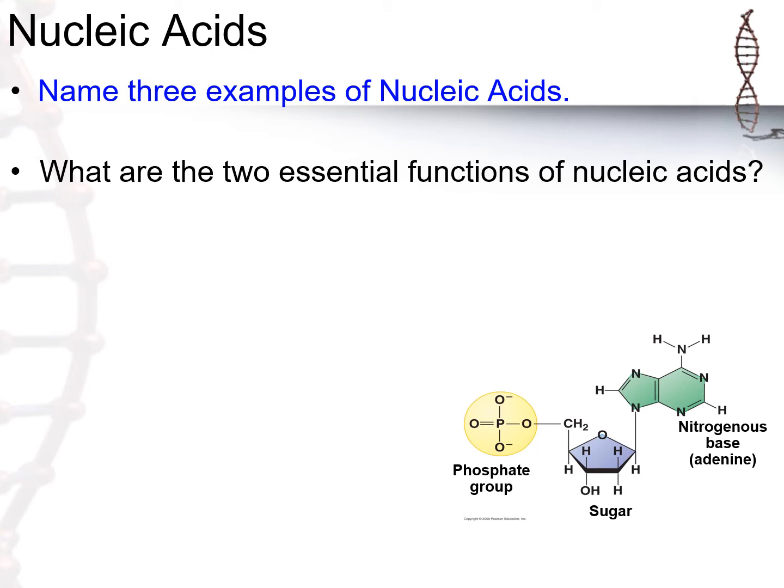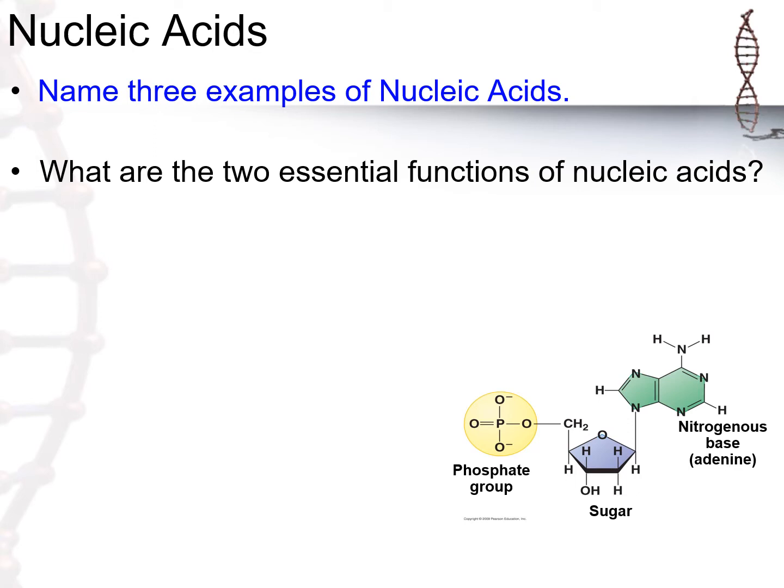One is information storage. DNA and RNA are helpful in storing genetic information. The other function is to store and transfer energy in the form of ATP. We're mainly going to talk about DNA and RNA in this chapter, but we will talk a lot about ATP when we talk about cellular respiration.